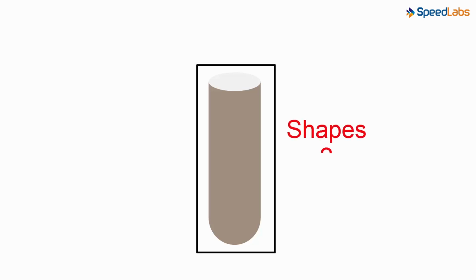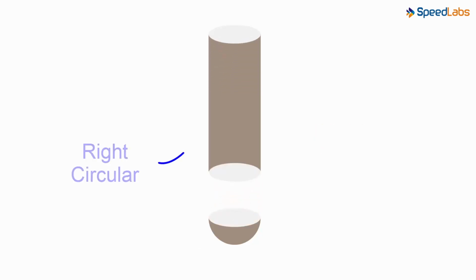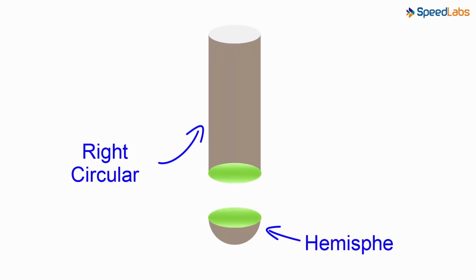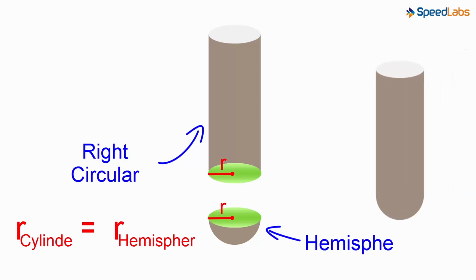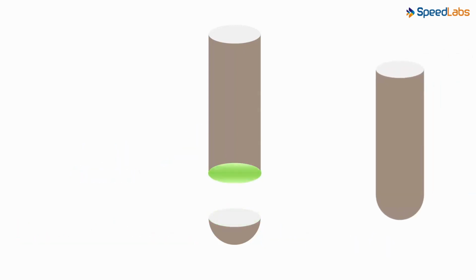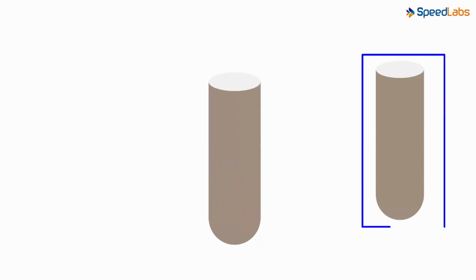But which ones? It's a combination of a right circular cylinder and a hemisphere. Their bases are congruent, and the radius of the base of the cylinder is equal to the radius of the base of the hemisphere. And how was this solid formed? We placed the base of the cylinder on top of the base of the hemisphere like this to obtain our test tube.